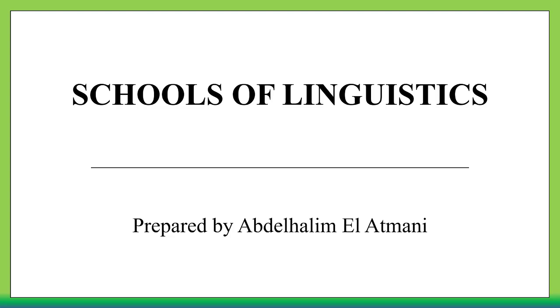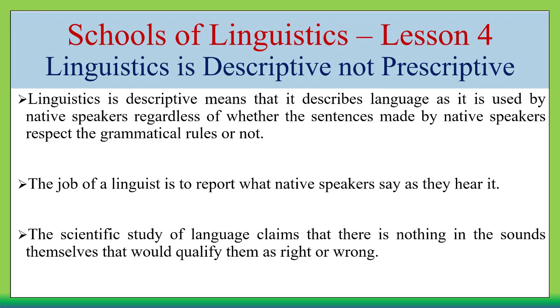This lesson is going to be about the fact that linguistics is descriptive and not prescriptive. Linguistics is descriptive means that it describes language as it is used by native speakers, regardless of whether the sentences made by native speakers respect the grammatical rules or not. So, this basically means that a linguist just describes how people speak the language, right?